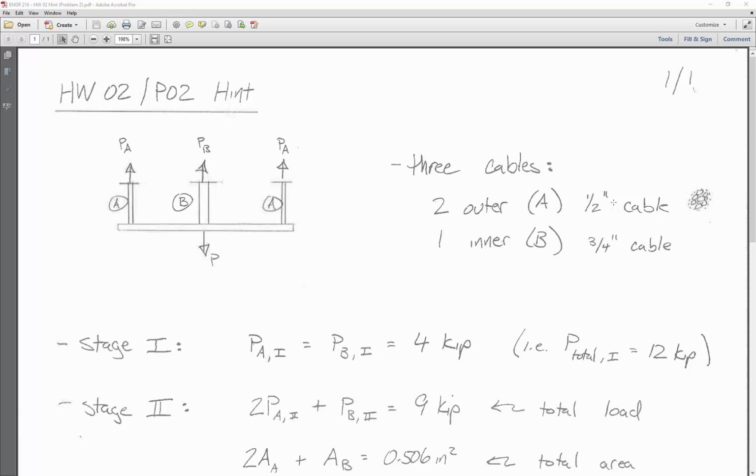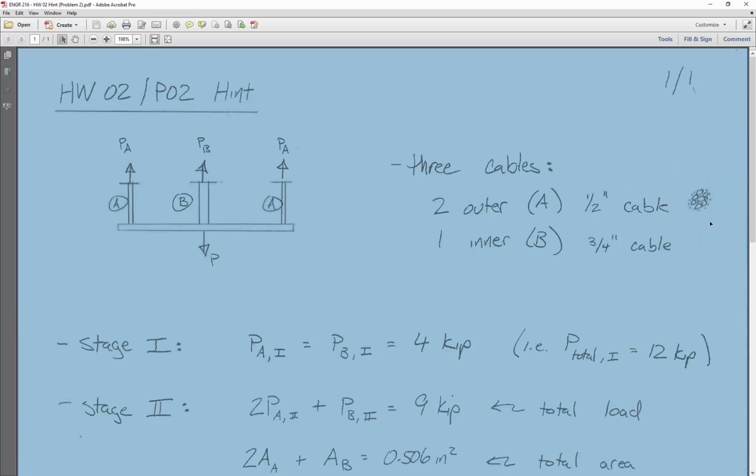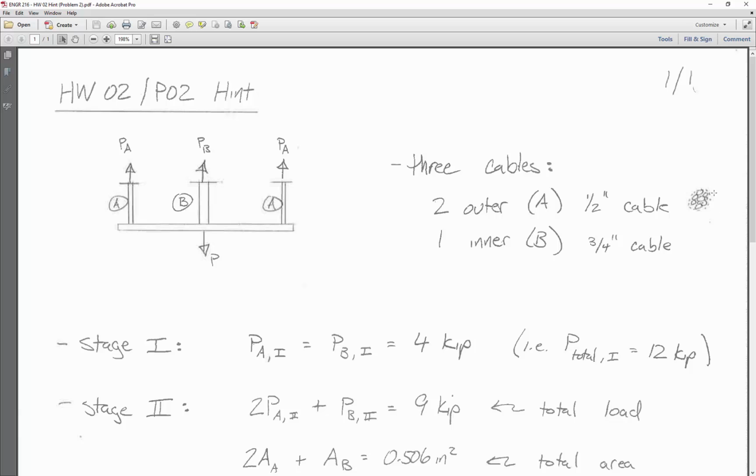The outer cables, for instance, are 1/2-inch diameter cables, but you can't just say pi over 4 d squared to get the area of that cable, because if you look at this image to the right, this is just me sketching it out, but a cable is not a solid bar. It is a series of wires threaded together. So the area of a cable is going to be somewhat less than the solid bar segment, so you'll have to look that area up.